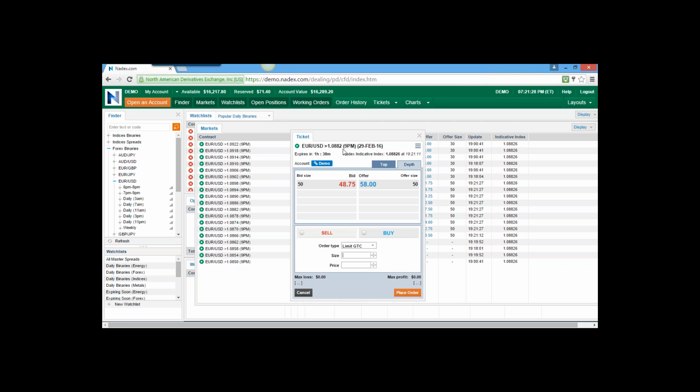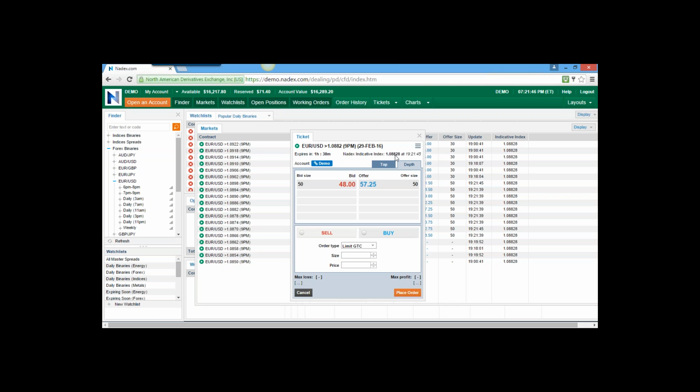And at expiration, a binary is either worth 0 or 100. It's either yes or no, or you're correct in the way you went. And what determines whether it is above 0882 or not is this Nadex indicative right here, okay? That's where the current market is.